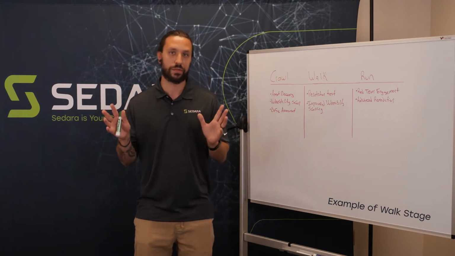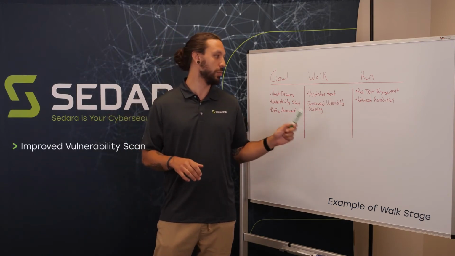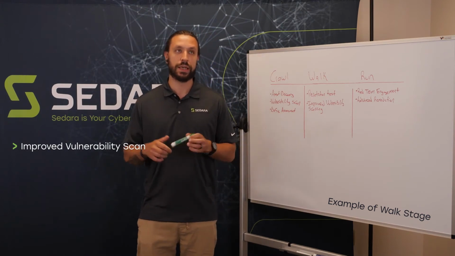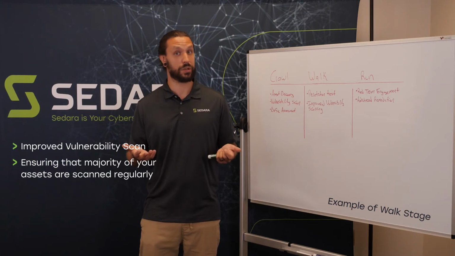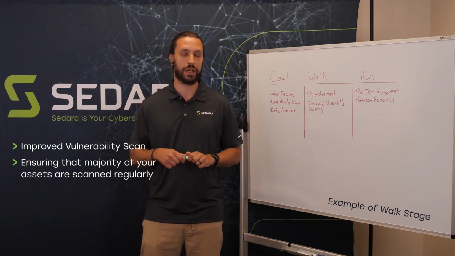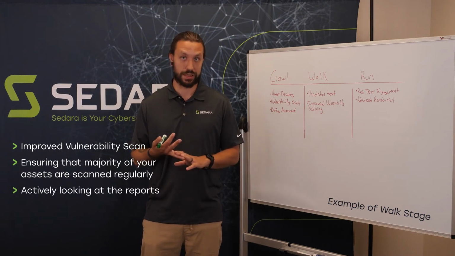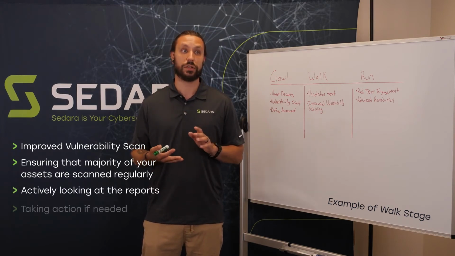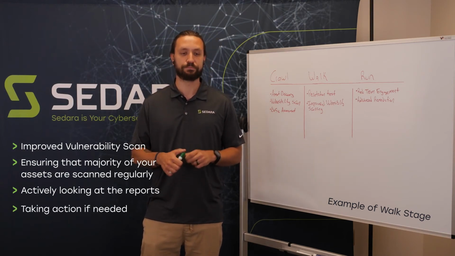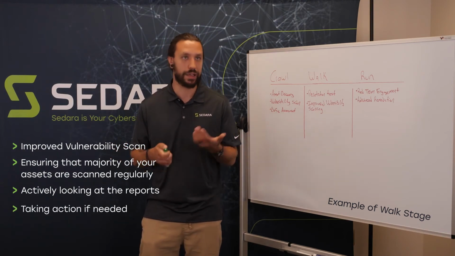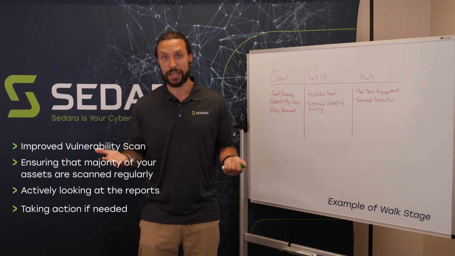So vulnerability scanning in the crawl stage could have been simple. You're just covering your basic assets and a basic scan, right? So improved vulnerability scanning is going to be ensuring that the majority, if not all of your assets are being scanned, because it only really takes one vulnerable asset to cause a big issue. You want to not just be scanning, but actually be looking at these reports and doing something about them, not just looking at them and putting them away. You want to be looking for at least high and critical severity vulnerabilities and trying to resolve them, patch them, or mitigate them if they can't be patched.